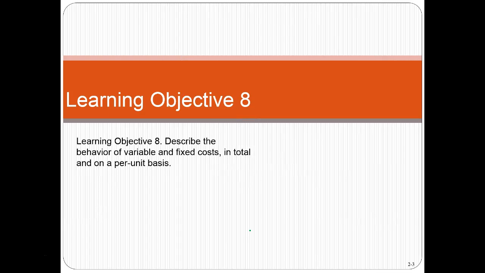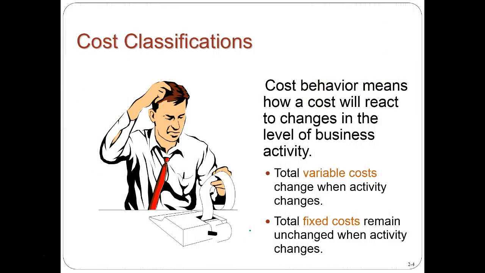Learning Objective 8, describe the behavior of variable costs in total and on a per unit basis. So we're going to take a look at variable costs and fixed costs and look at their behavior. Cost behavior means how a cost will react to changes in the level of business activity. Total variable costs change when activity changes.